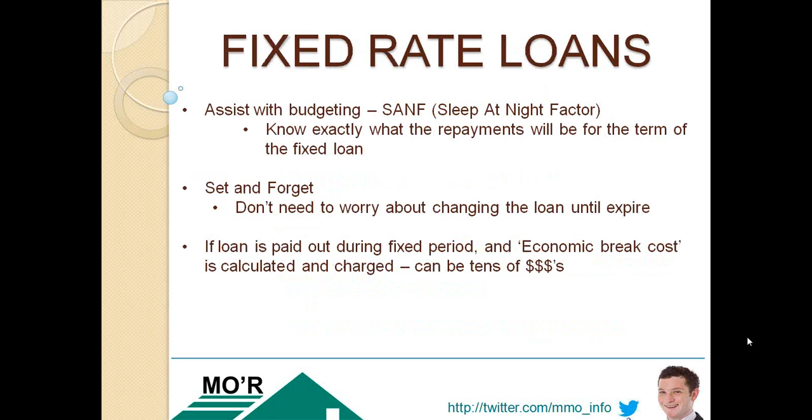Okay, so moving on to the fixed rates. Why would you fix? Now, I call it SANF, so it's sleep at night factor. You know exactly what your payments are going to be for the term of the fixed rate period. It's set and forget, no need to worry about the loan except for the repayments until it expires. Potentially diversification, so if you've got a few properties with a fair bit of borrowings, it would be a good idea to have at least some of it fixed, just so you've got a bit of protection against interest rates rising. And also, another point, you can also fix for different periods. So if you've got a few loans, you could fix one for 1 year, maybe one for 3 years, and you could actually spread your risk and increase your protection.